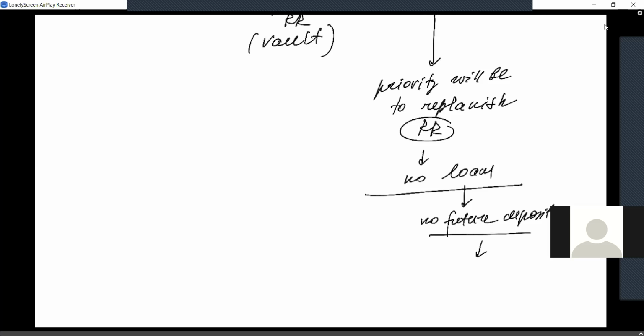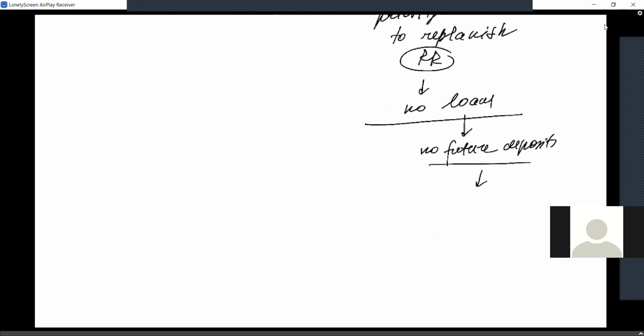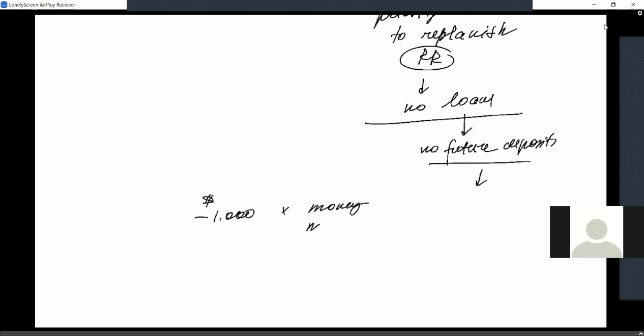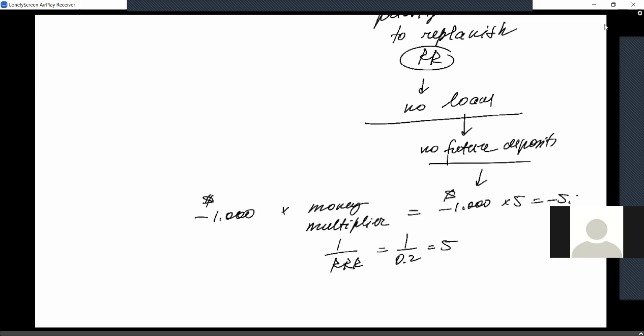What are we looking at as the reverse of the money multiplier? Every time there is a withdrawal, the money multiplier is going to start working in reverse. Okay, so $1,000 withdrawal, that's why we put the minus in, times money multiplier, which is 1 over the required reserve ratio, 1 over 0.25, minus will create a drop in money supply by $5,000.